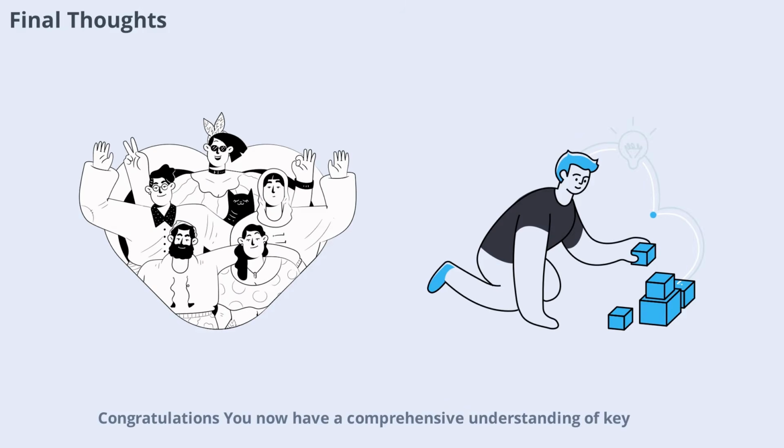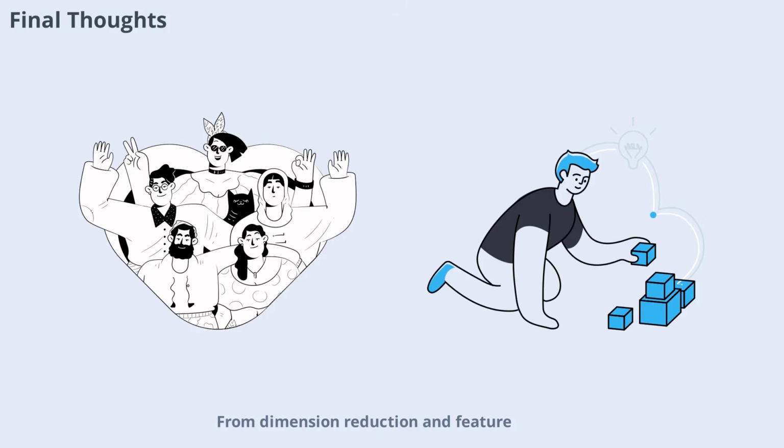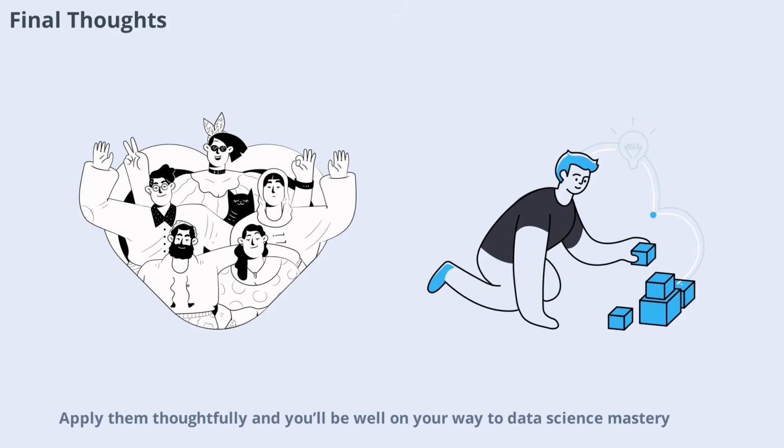Congratulations, you now have a comprehensive understanding of key statistical processing techniques for AI and machine learning. From dimension reduction and feature selection to outlier detection and resampling, these methods are the foundation of robust, reliable models. Apply them thoughtfully and you'll be well on your way to data science mastery.